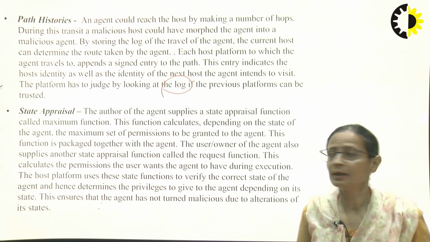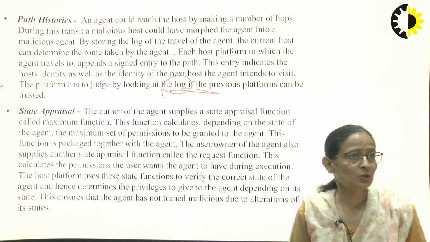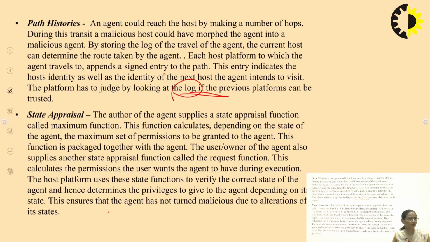Path histories. In the case of path histories, we maintain logs of the path information. An agent could reach the host by making a number of hops, that is, from multiple hosts. During this transit, a malicious host could have morphed the agent into a malicious agent. That is, the malicious machine has converted the agent into a malicious one. By storing the log of the travel of the agent, the current host can determine the route taken by the agent. Each host platform to which the agent travels appends a signed entry to the path.